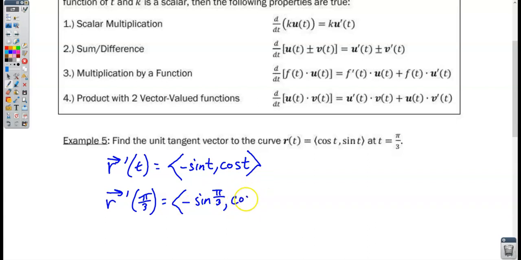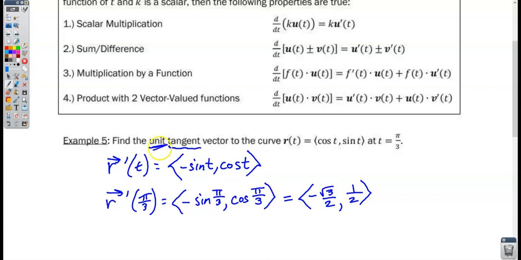When we do this, this gives us the derivative vector, which may not necessarily be a unit vector, but it is definitely the tangent vector to the curve. It's just like the slope of a tangent line when we take the derivative of a real-valued function. When we take the derivative of a vector-valued function, it results in the tangent vector to the curve at that point. And so I'm going to go ahead and calculate these values. Sine of pi over 3 is root 3 over 2. Cosine of pi over 3 is 1/2.